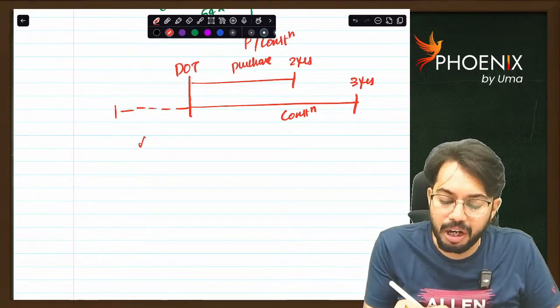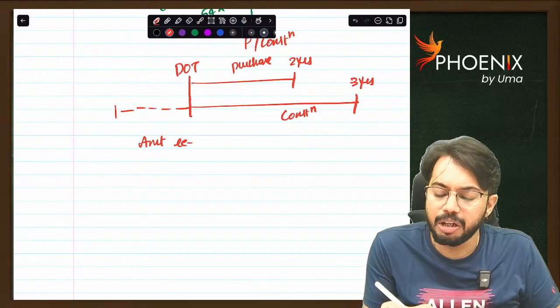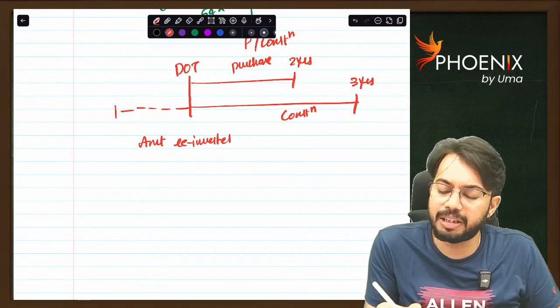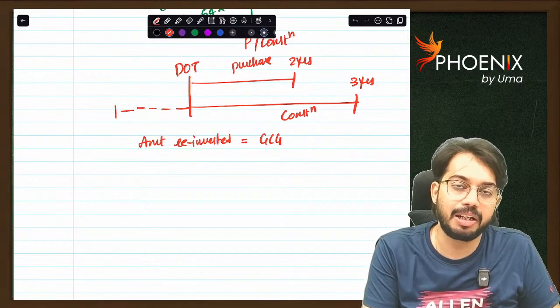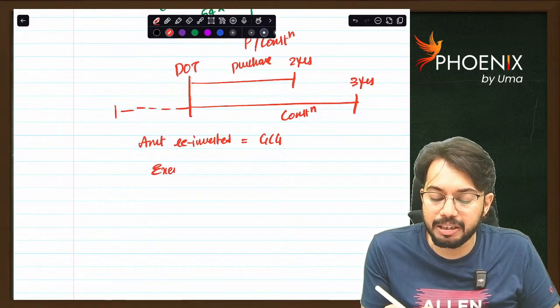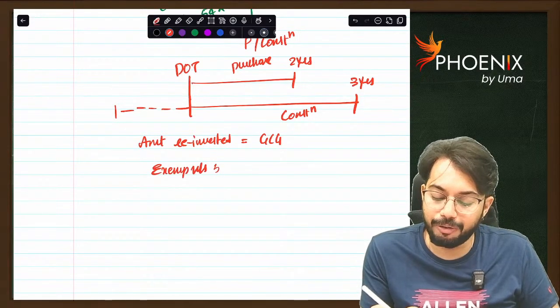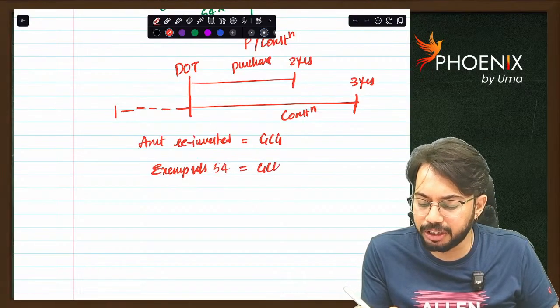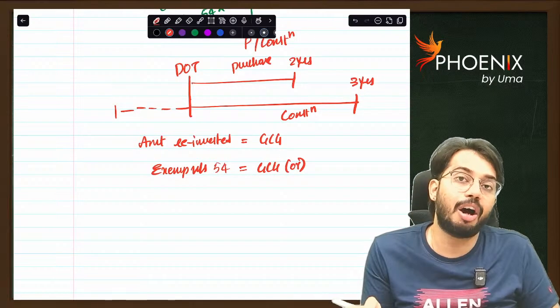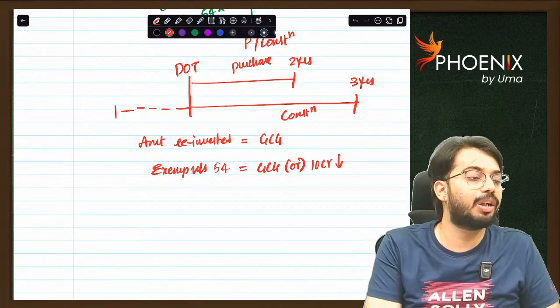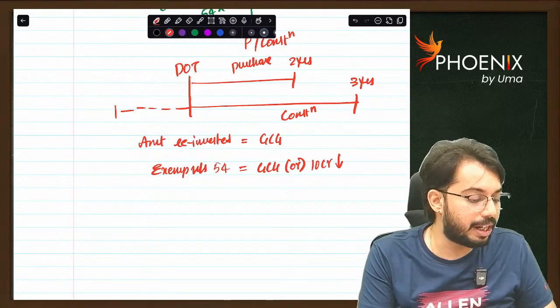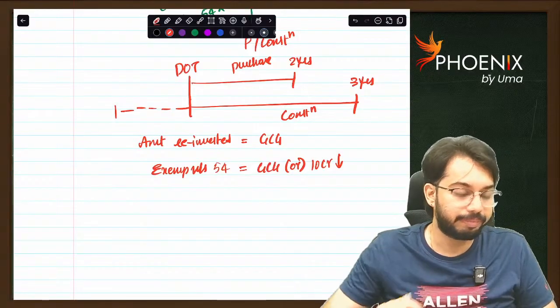Next, amount required to be reinvested. So what is the amount that you need to reinvest? Amount required to be reinvested is gross capital gain. Are you able to understand? Next, sir, how much exemption is allowed under section 54? Exemption under section 54 is equal to gross capital gain or 10 crore rupees, whichever is lower. That lower amount will be allowed as exemption under section 54.